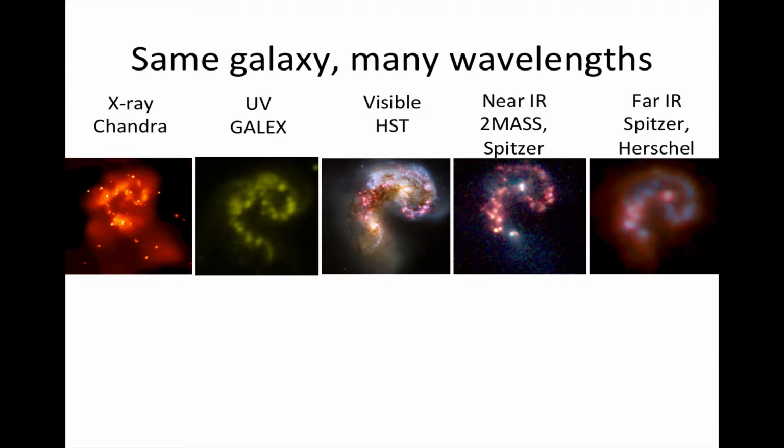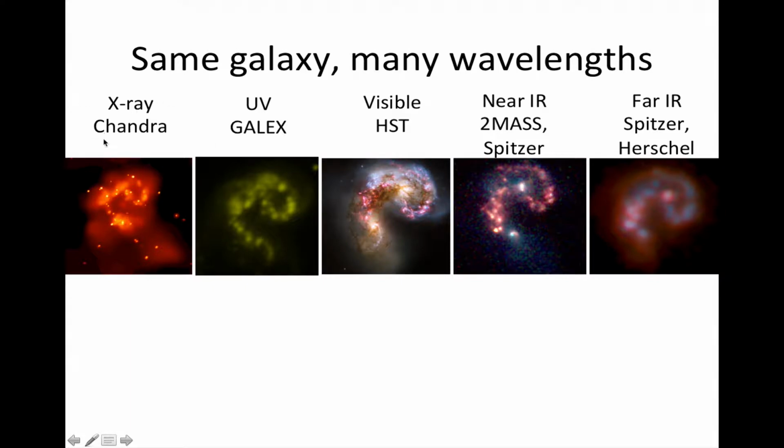So astronomers use many different kinds of light to study things in space, and we learn very different things about objects when we look at them in many different wavelengths. So here I have the same galaxy in many different wavelengths.